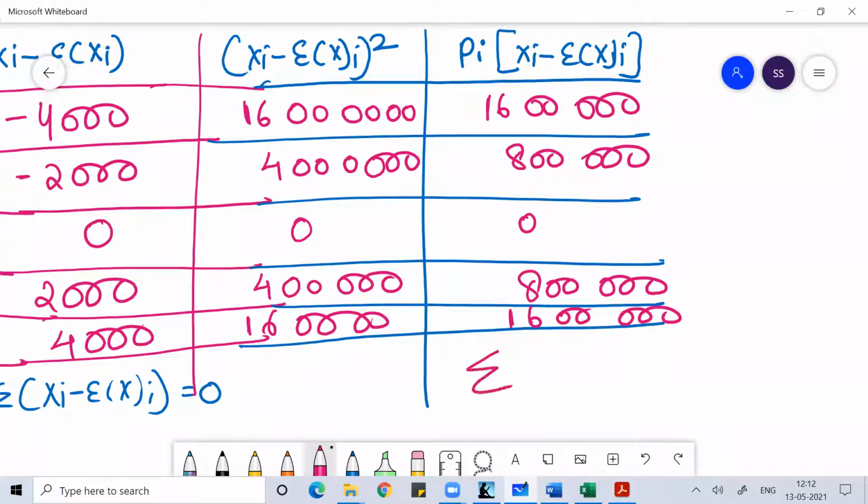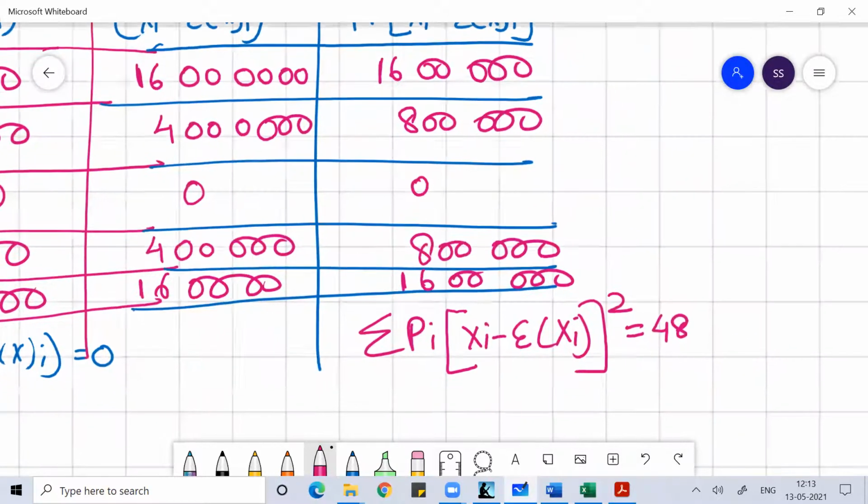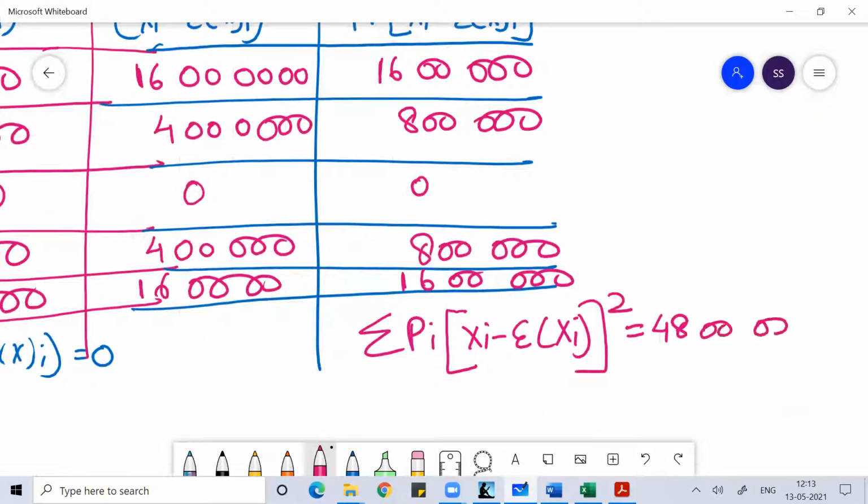So the sum total of pi into xi minus E(xi), the whole square, that is your variance. So 16 plus 8 is 24, 24 plus 24 is 48. 48 and then 5 zeros. This is the variance.